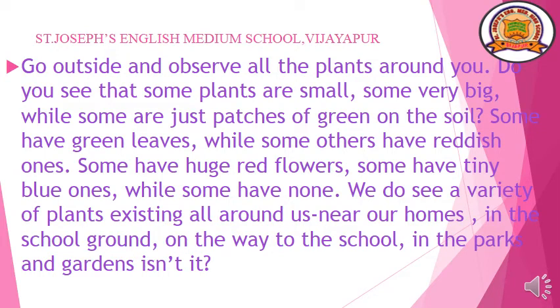Go outside and observe all the plants around you. Do you see that some plants are small, some very big, while some are just patches of green on the soil? Some have green leaves while some others have reddish ones. Some have huge red flowers whereas some have tiny blue ones, while some have none. We do see a variety of plants existing all around us, near our homes, in the school garden, on the way to the school, in the parks and gardens, isn't it?